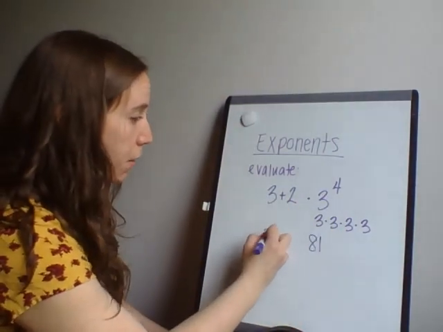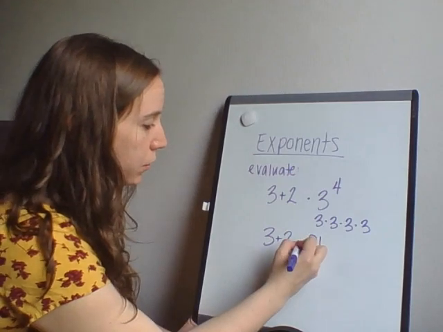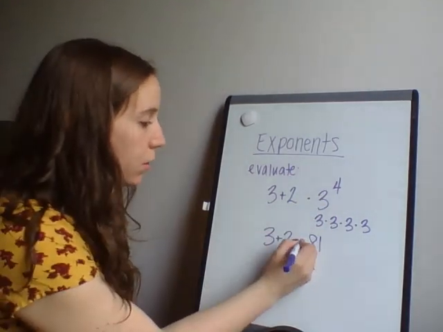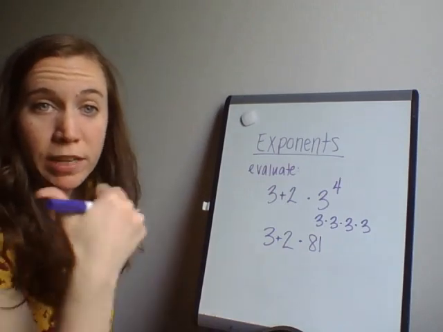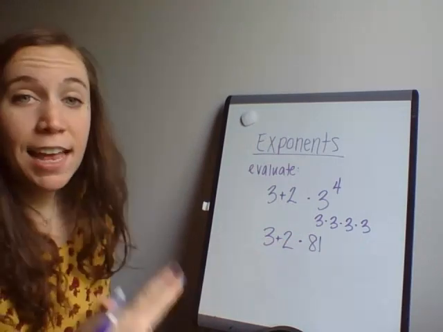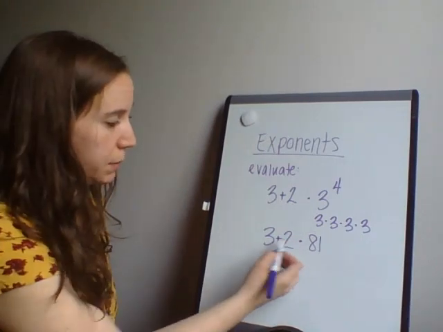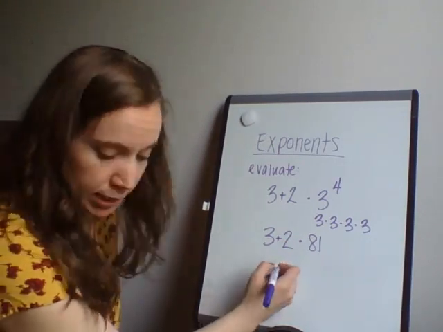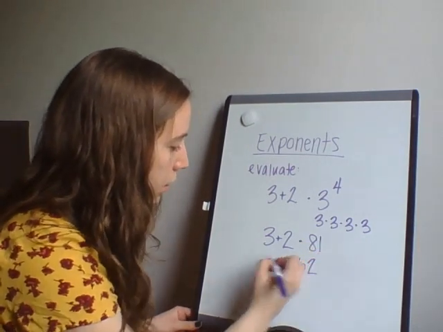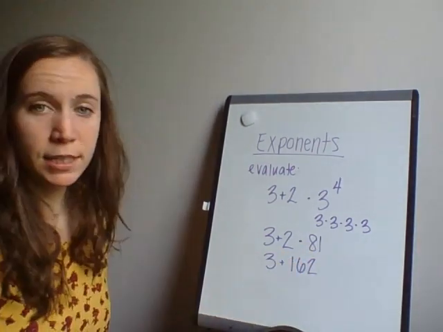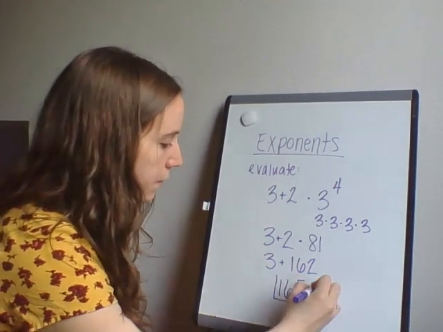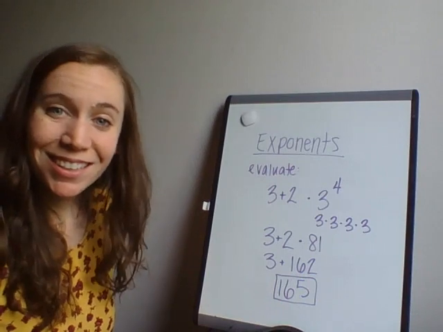So I'm bringing down the rest of my equation, 3 plus 2 times 81. Then we're doing PEMDAS still, so we did parentheses. There wasn't any. We did exponents. We've done that. Now multiplication and division come before addition. So 2 times 81 is 162. 3 plus 162 is 165. That is our final answer.